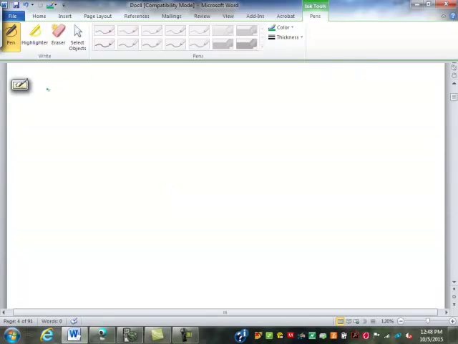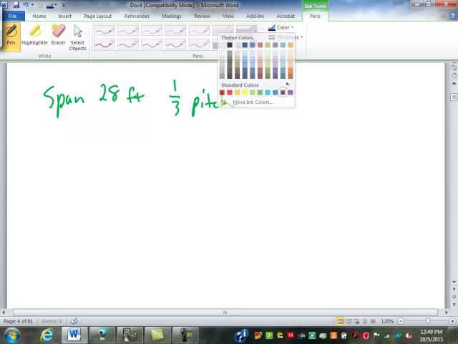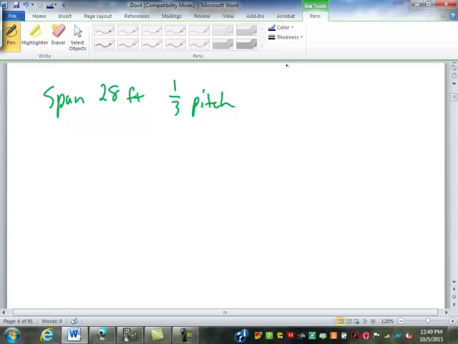Actually, I better do one more example. Span of 28 feet, and I want it to be a one-third pitch. Don't have a 1 on your thing. No, you don't, but 1 doesn't work. It's pitch. So our first thing is we have to convert: 1/3 pitch times 24 is going to give us 8, so that's an 8/12 slope.